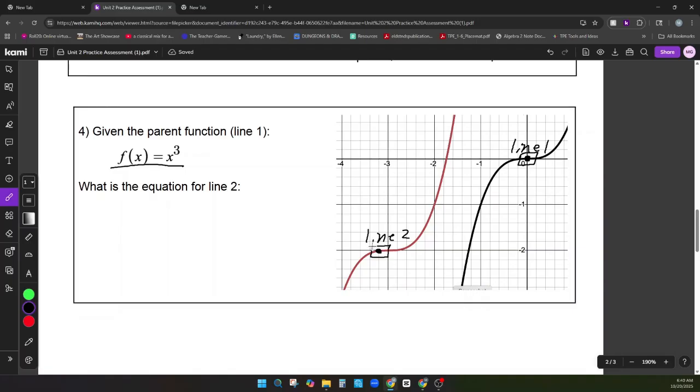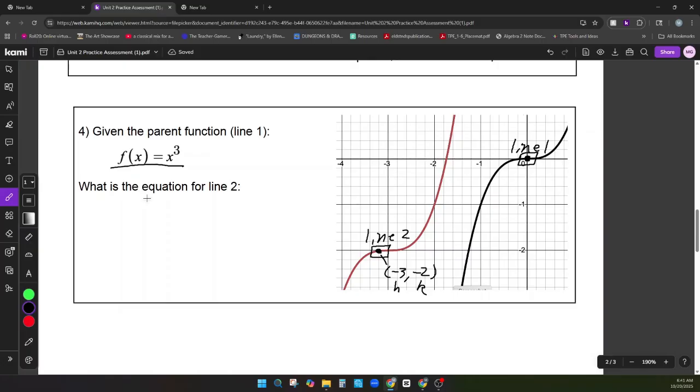We go through, what value is that? That's going to be negative 3, negative 2. So we're going to call this (-3, -2). And what I need to recognize is that this is my h, k value for my line.